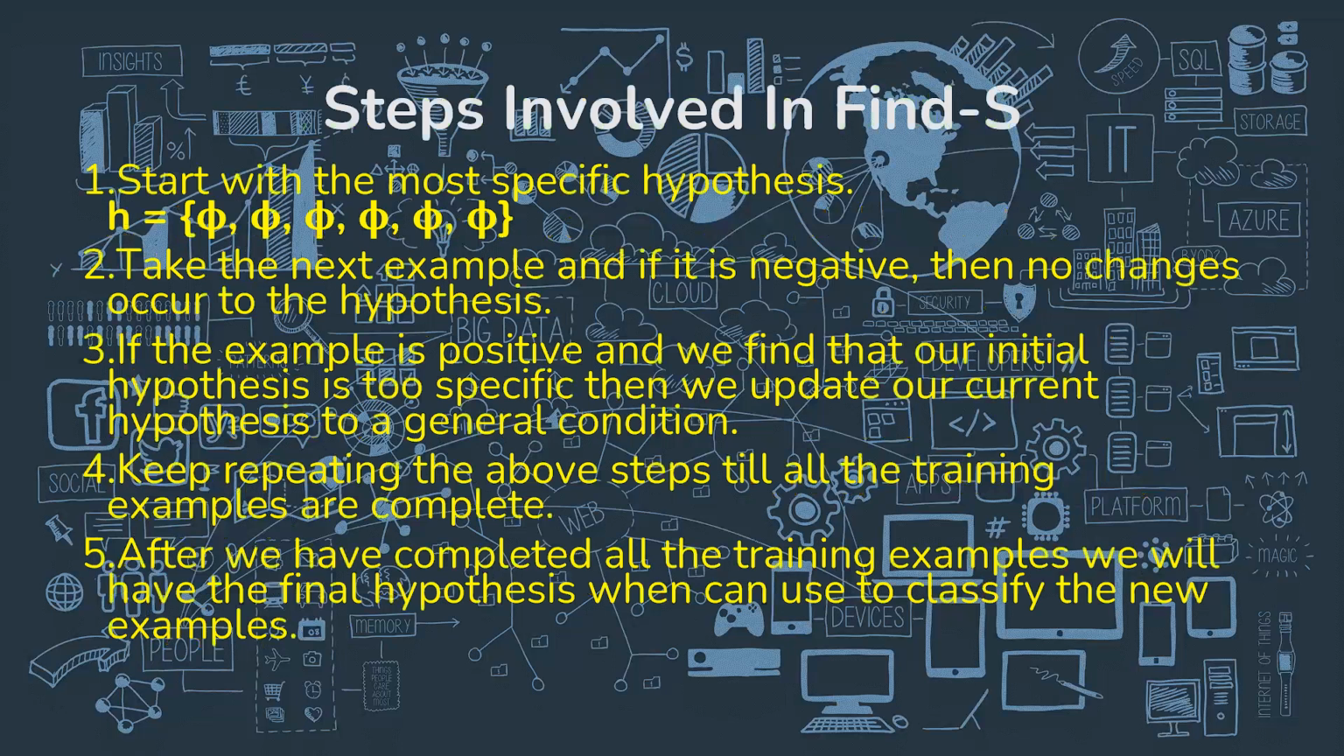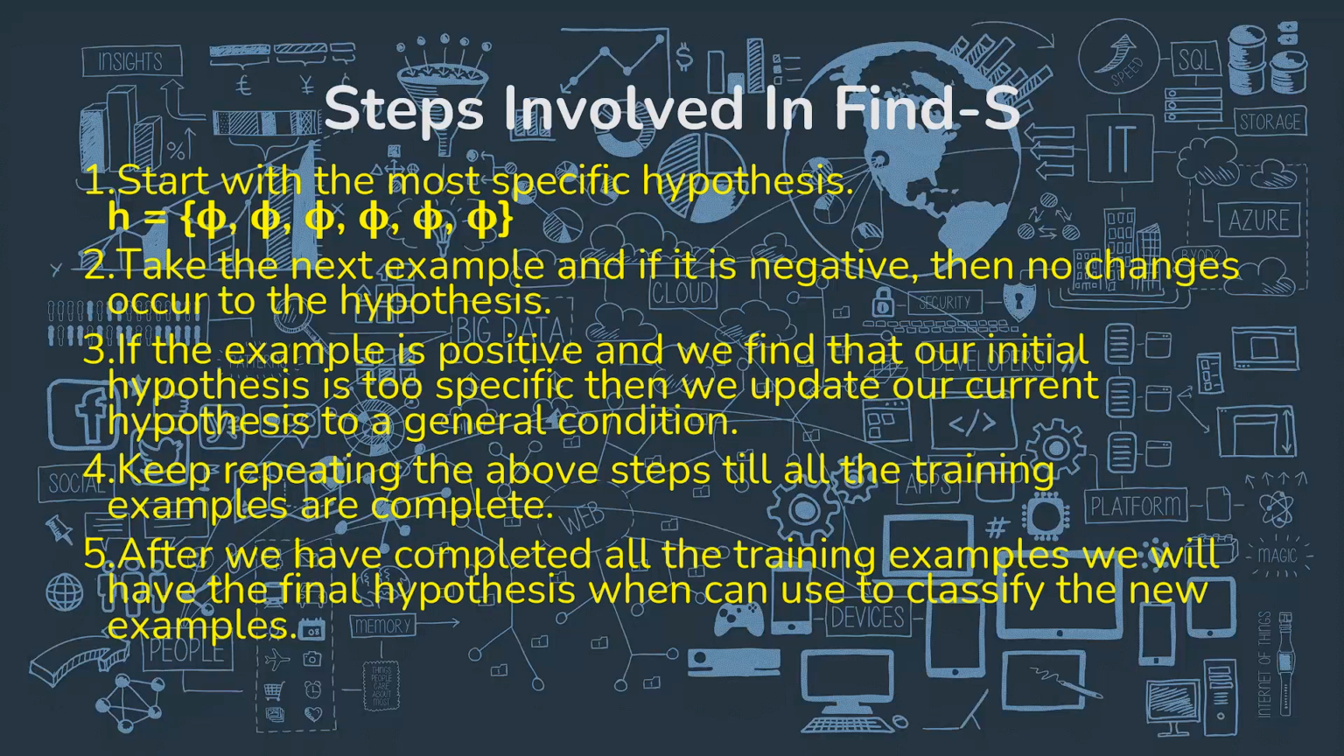Steps involved in the Find-S algorithm. Start with the most specific hypothesis, that has phi. Take the next example. If it is a negative, then no changes occur in the hypothesis. So at first the hypothesis would be phi. If the next data it takes is negative, then no changes would occur and the hypothesis remains the same. If an example is positive, then it takes the data, and if we find our initial hypothesis too specific, we update our current hypothesis to a general condition.